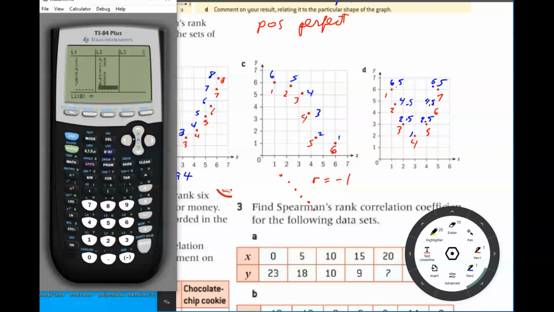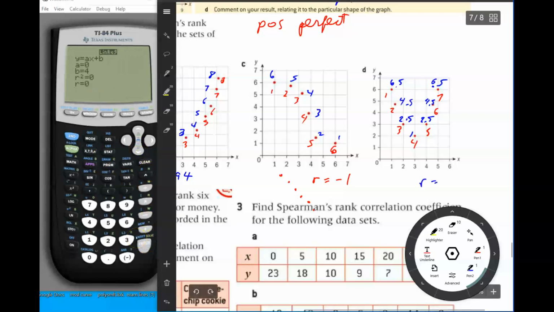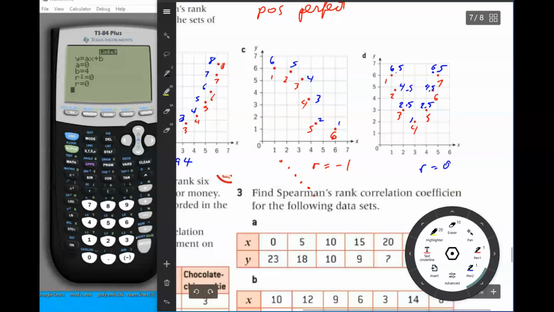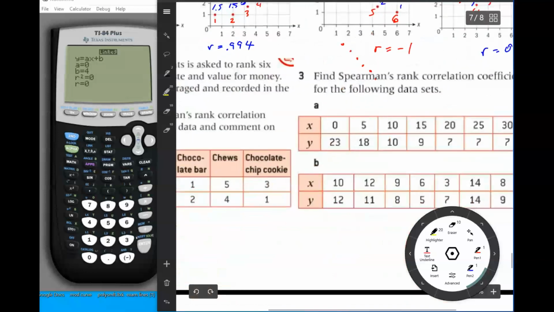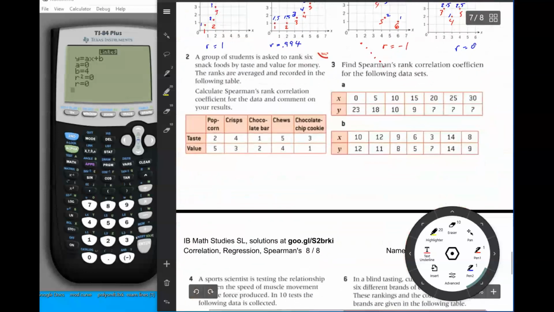Okay? And then I'm going to do stat calc linreg for this, and we'll see what my R value is. It is 0. Interesting. Okay, so there is no tendency here for a linear regression of the rankings, or Spearman's correlation coefficient is 0 in this case. All right, let's do number 2.